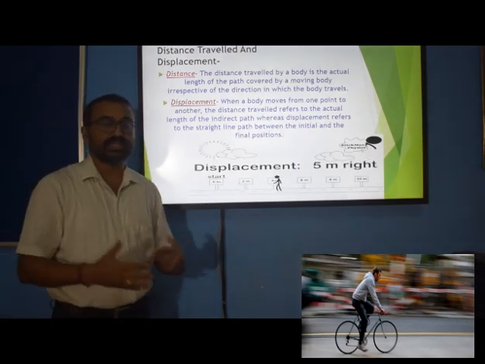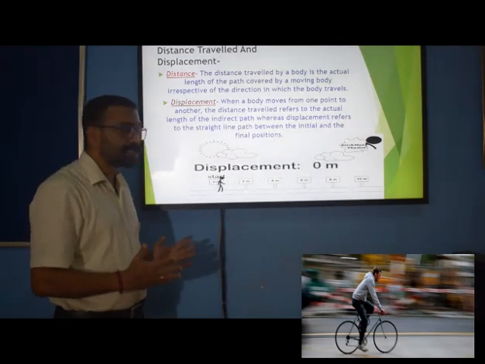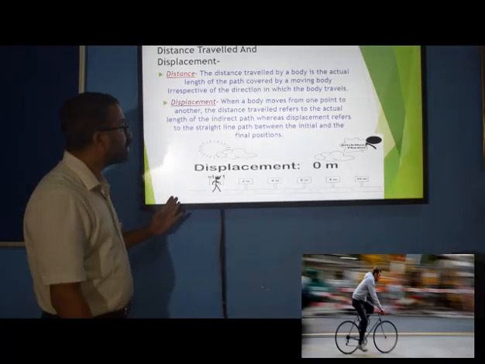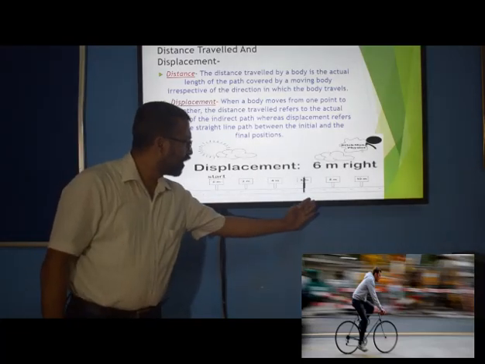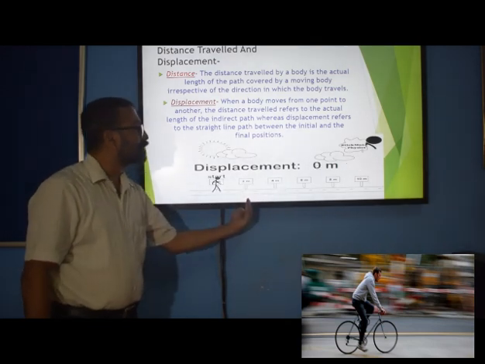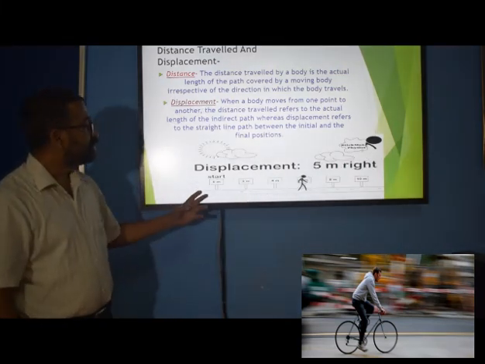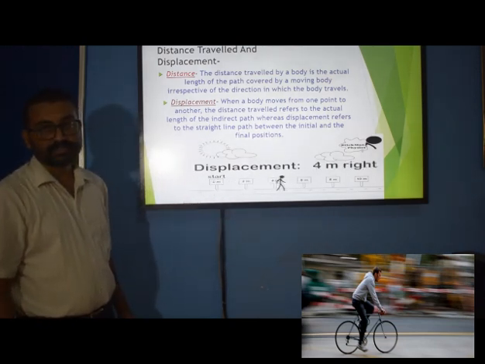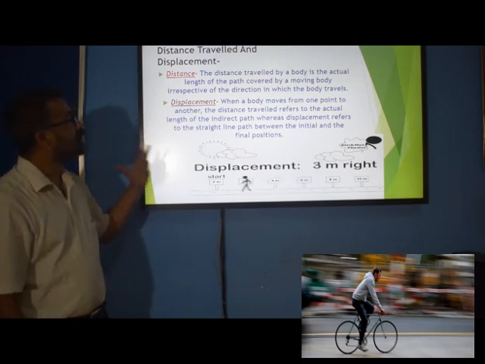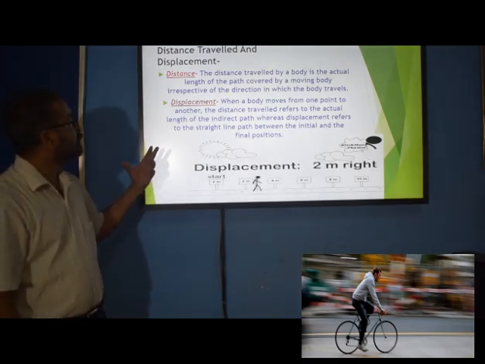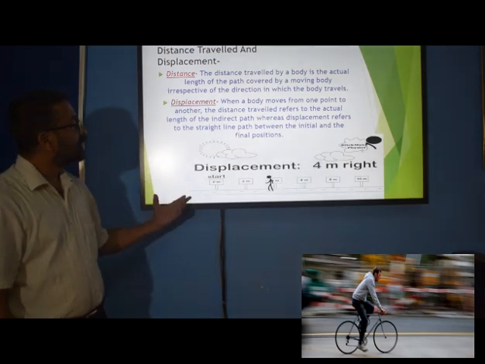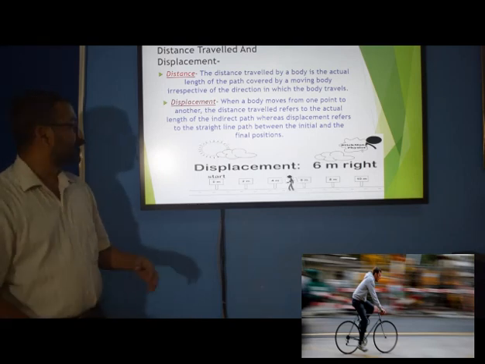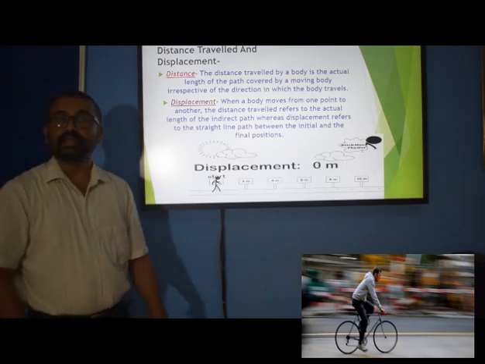So dear children, distance is nothing but the total path traveled by that particular object or a human being. He is traveling 6 to the right, again coming back 4, total 10 meters he is traveling. But here the displacement is only 2 meters. So dear children, distance is the total path length and displacement is the difference between initial and final position, that is the shortest distance between initial and final positions. That is the difference between distance and displacement.